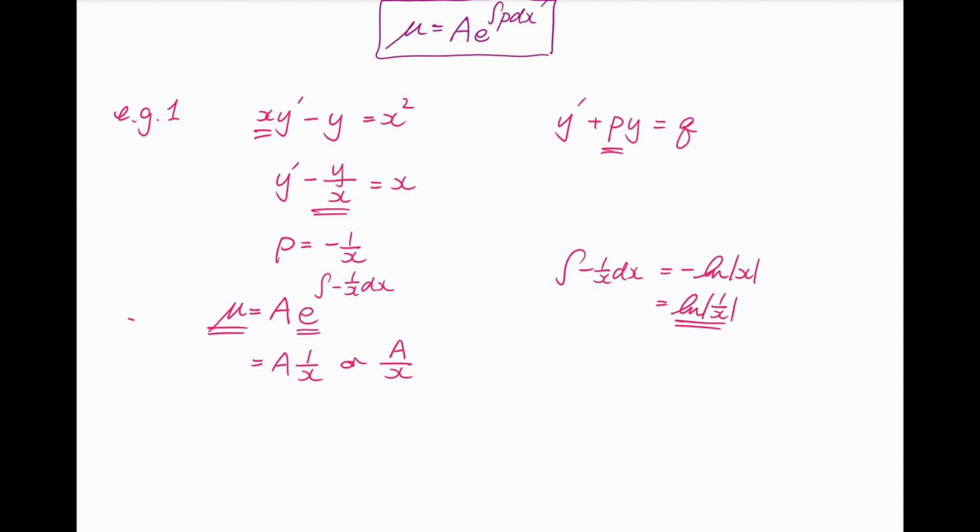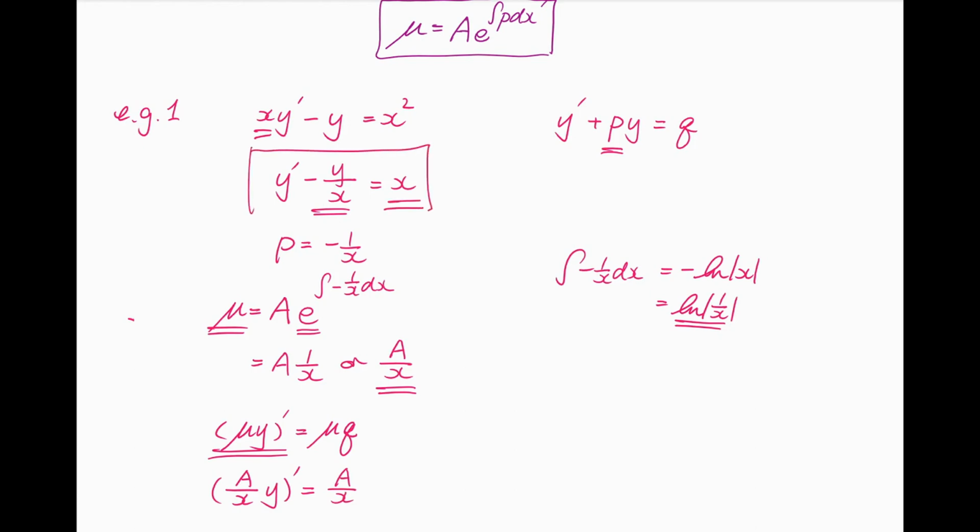I want to show you how we are doing the solution. So remember, we were trying to make mu y prime equal to mu q. That is the left hand side that we were aiming at, and in this case I can actually plug in the mu already. So I have a over x times y, the whole thing take a prime, equals to the mu, a over x, times our q is here. Remember, once we modified our equation, the q on the right hand side is x.